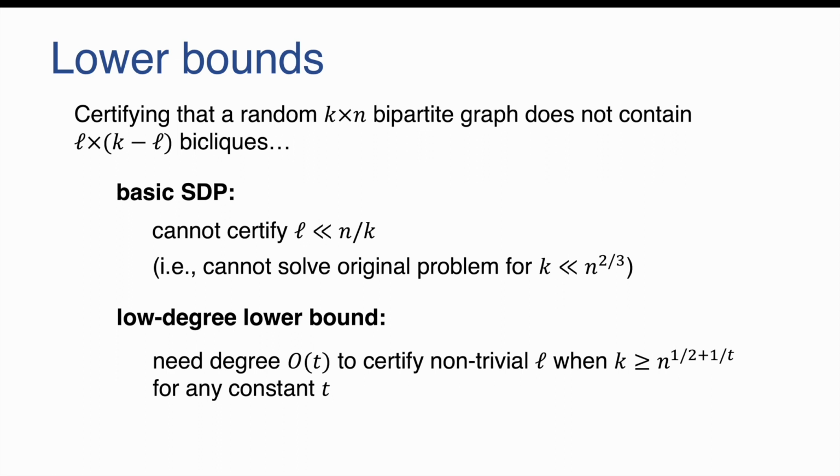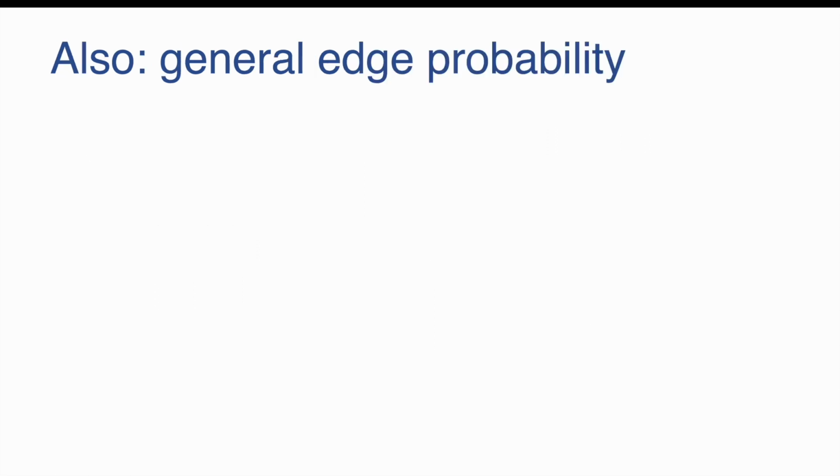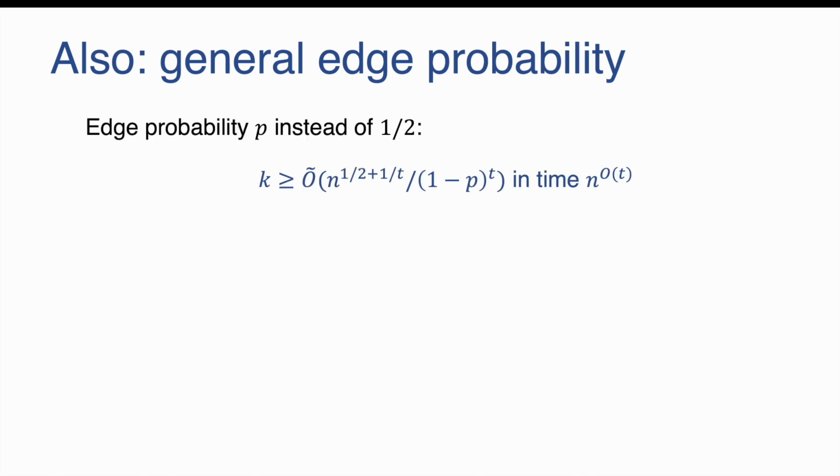Okay, and I just want to talk a bit at the end about the result for general edge probabilities. So instead of saying that in the cut all the edges have probability half, you can say that they have probability p. And of most interest is the case when p is larger than 1/2, so when this cut is very dense. In this case, we can solve the problem in time n to the O of t when k is at least n to the 1/2 plus 1 over t divided by 1 minus p to the t.